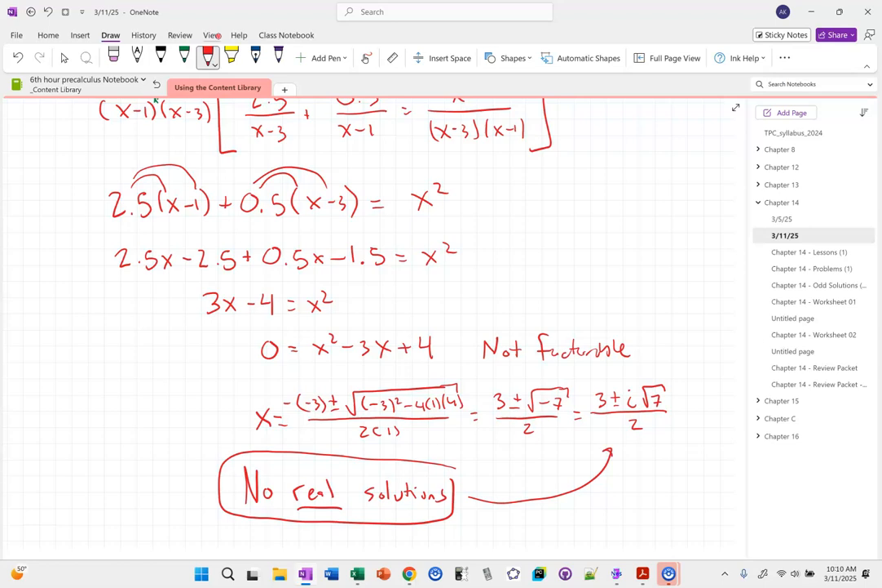You know, if they wanted complex solutions, this answer still counts, but like it ain't real, so typically when we talk about rational functions, we'd only be asking for real solutions. What do you guys think? It's okay?